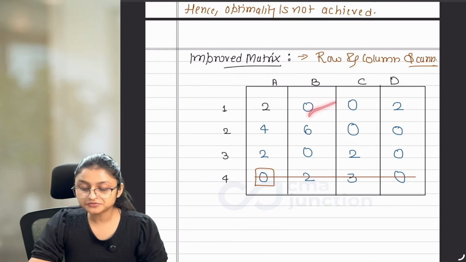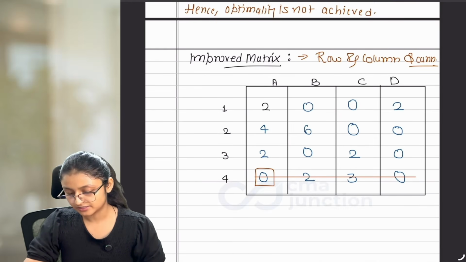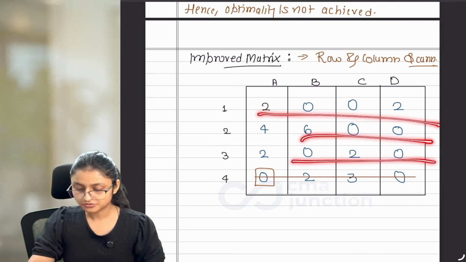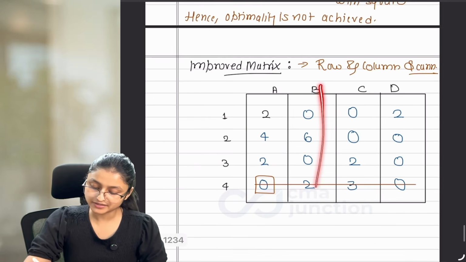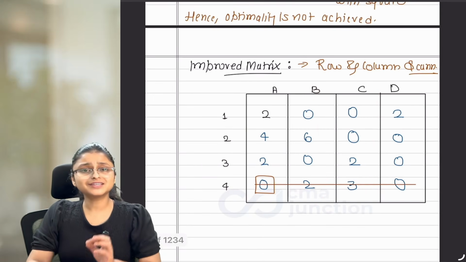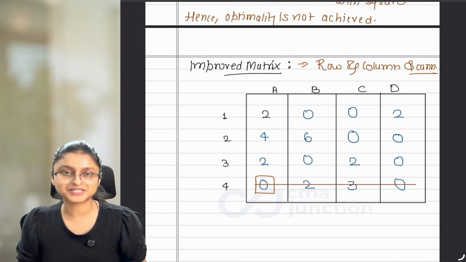Then also we are left with zeros. So again do row scanning. 2 zeros, 2 zeros, 2 zeros, skip. Again do column scanning. 2, 2, 2. Nothing is happening with the row scanning and column scanning.